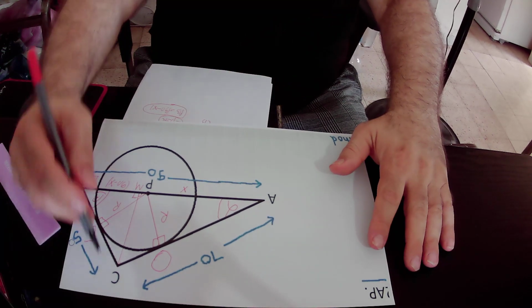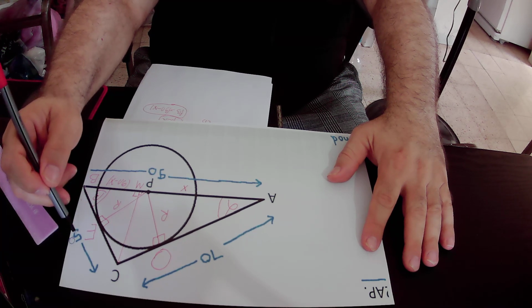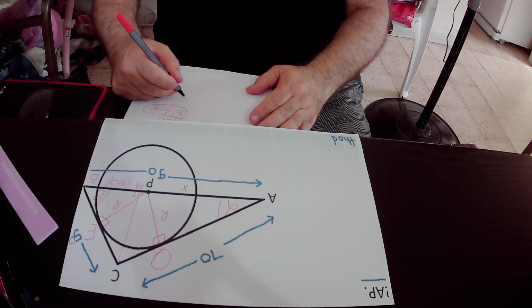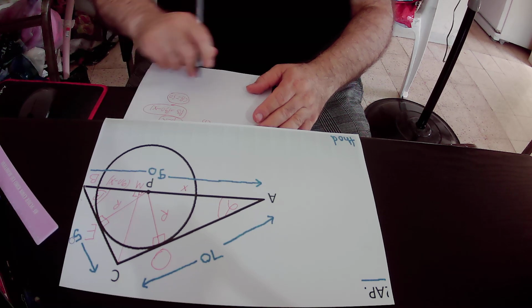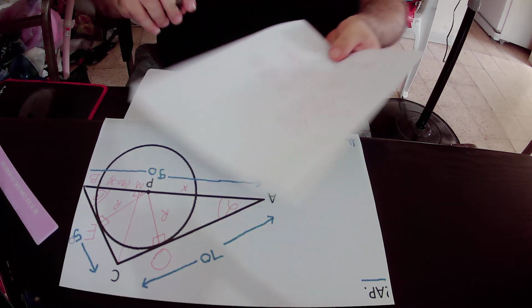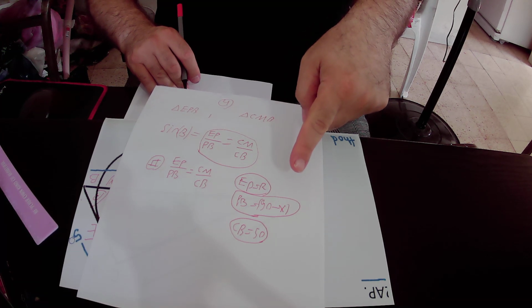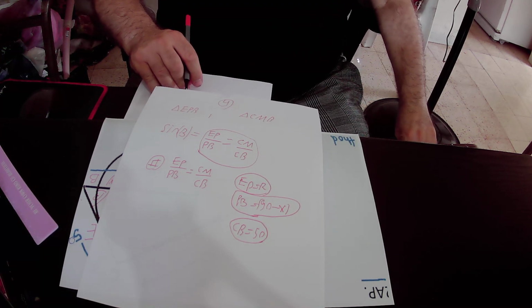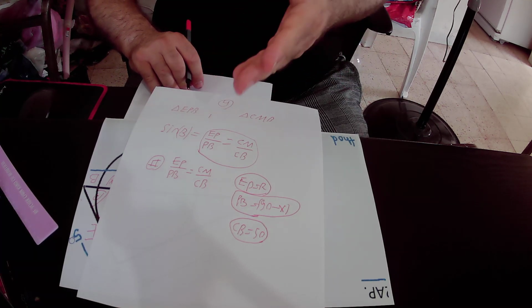And CB is given to us in the question. CB equals 50 units. I repeat again, EP equals R, PB equals 90 minus x, and CB equals 50 units. Again, we can put the data in equation number 2.